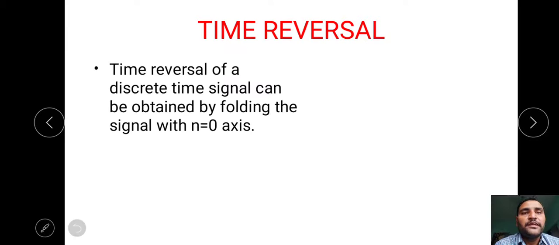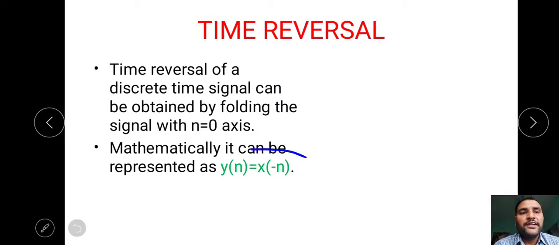Okay, next one, time reversal. Time reversal of a discrete time signal can be obtained by folding the signal about the n equal to 0 axis. That means they have given one signal, and you have to fold that signal about the n equal to 0 axis. How, sir? Let's see. Mathematically, y of n is equal to x of minus n. That means we have to place minus n wherever we get n. Time reversal means in the given signal x of n, for each and every n value, we have to place minus n.